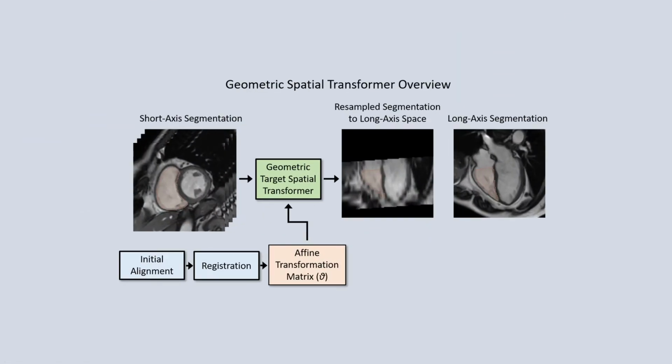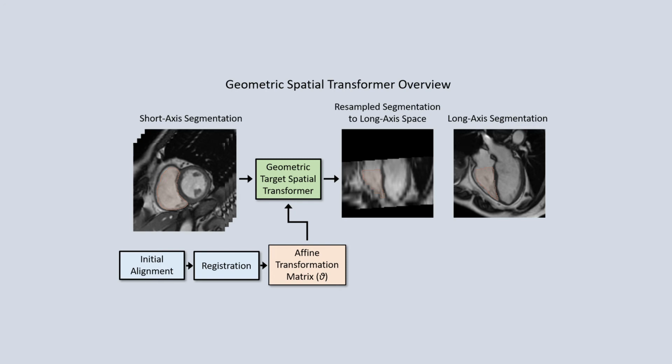From the image metadata, we can obtain the spatial relationship between the short axis and long axis views. However, there can be some misalignments that can be caused by patient movement between scans, for example. To address this, we use this initial alignment in an affine registration algorithm that maximizes the mutual information, which is implemented in the SimpleITK package.